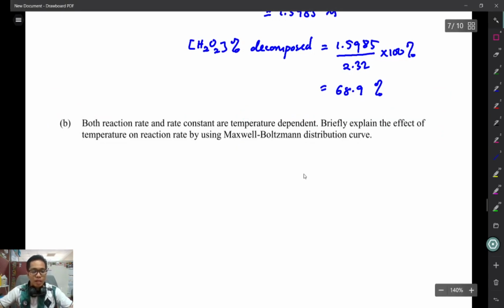Okay. Last one for number 10B. Both reaction rate and rate constant are temperature dependent. Briefly explain the effect of temperature on reaction rate by using Maxwell-Boltzmann distribution curve. So the effect of temperature on reaction rate, Maxwell-Boltzmann distribution curve.